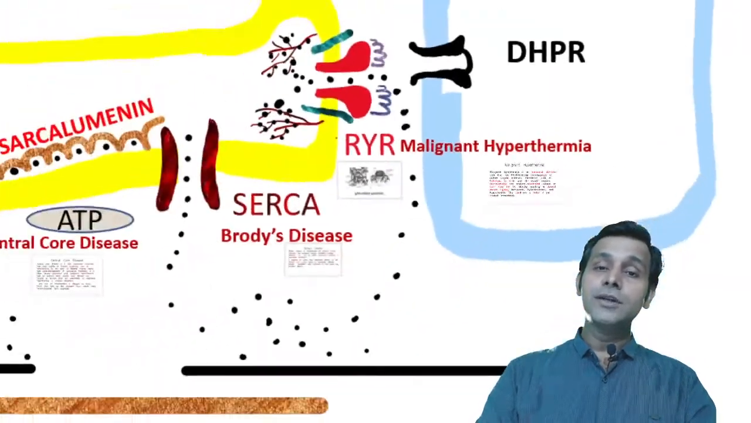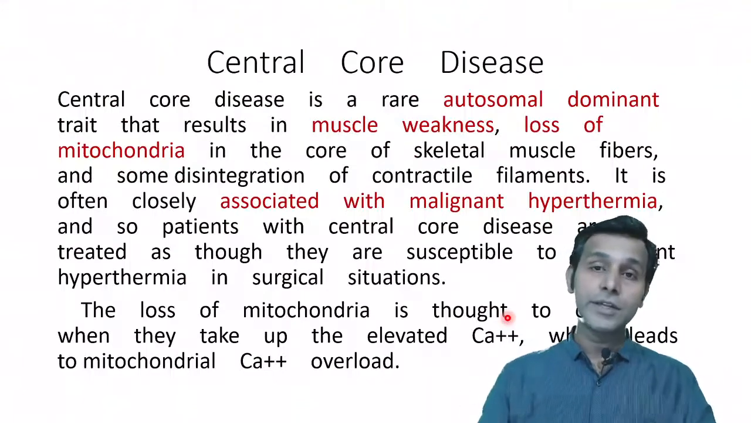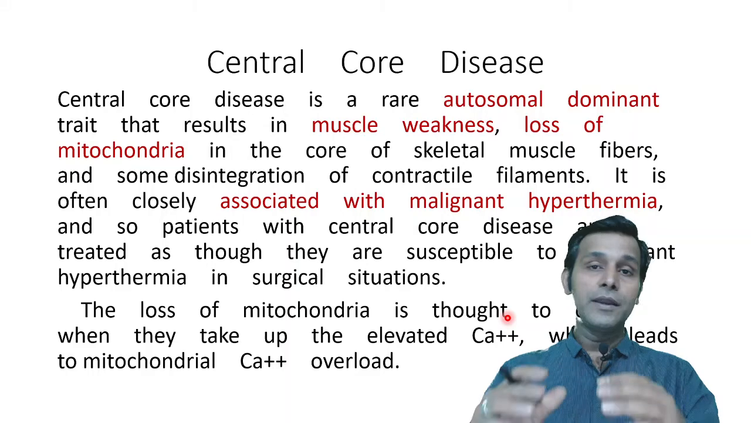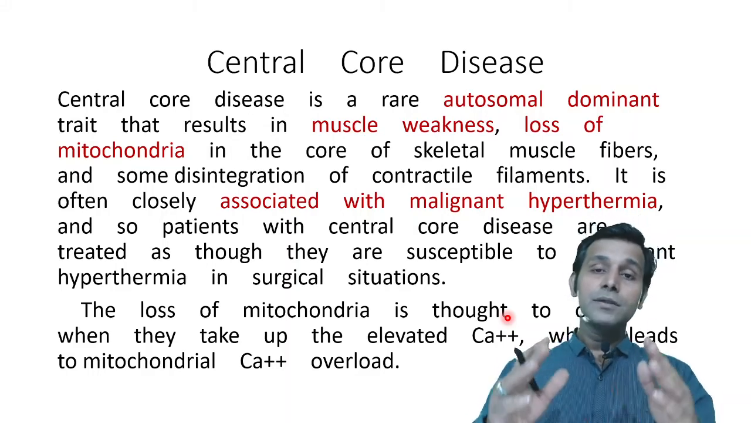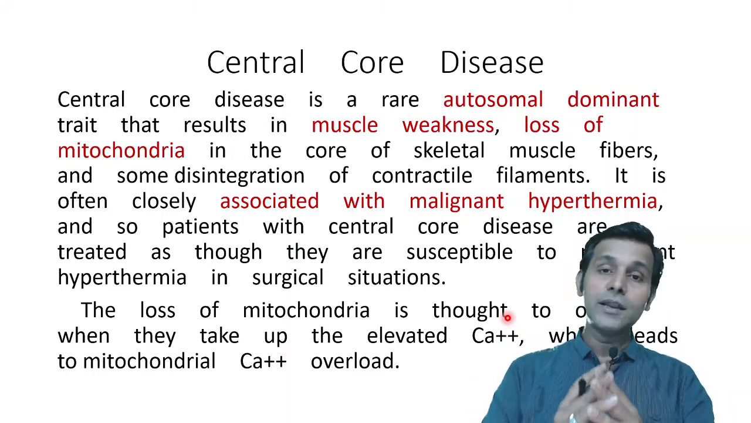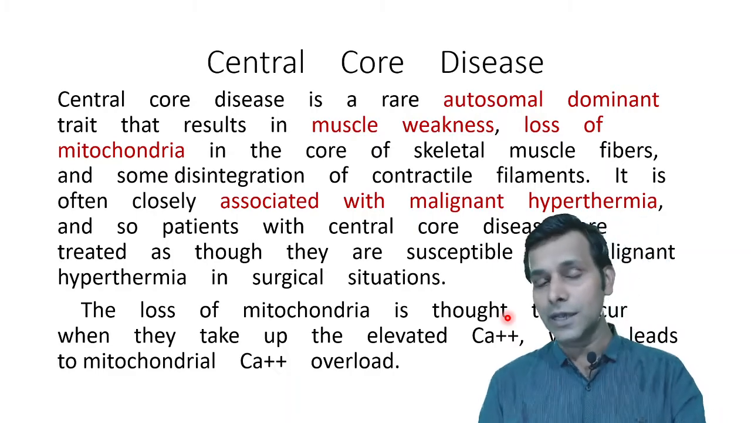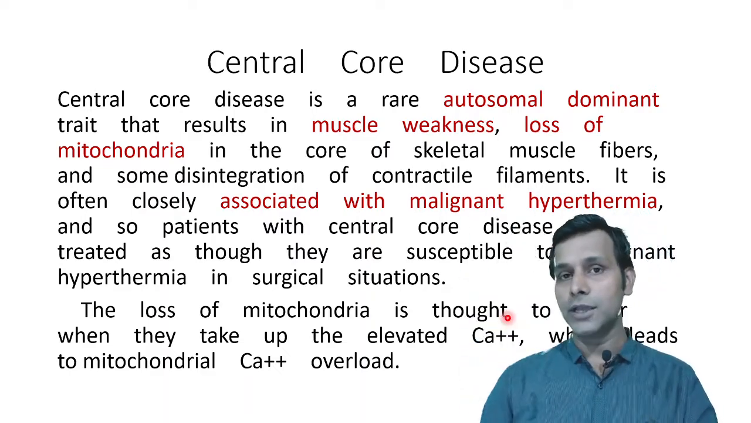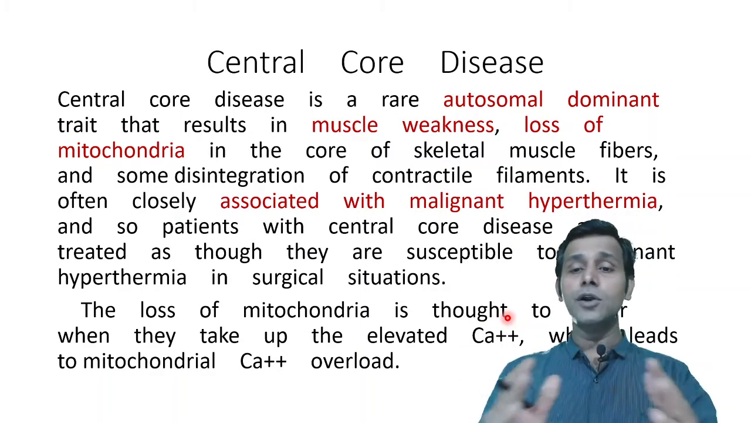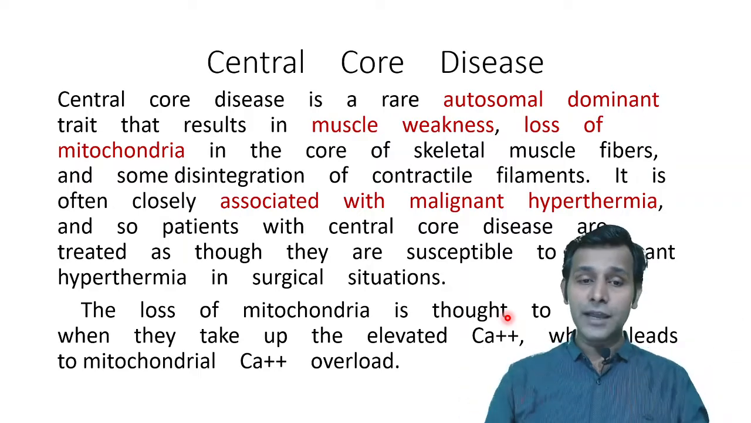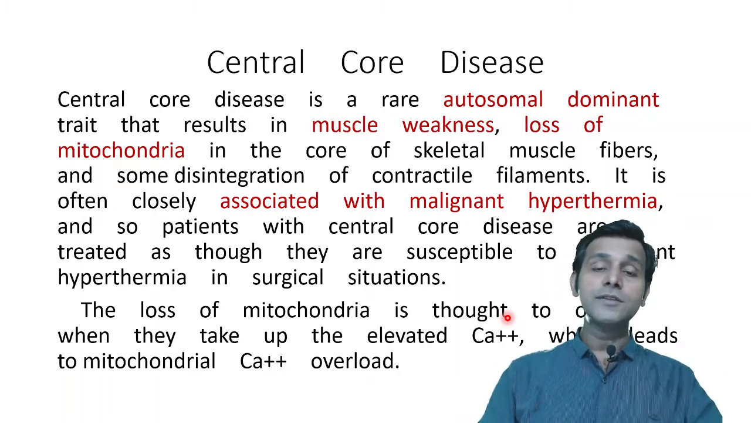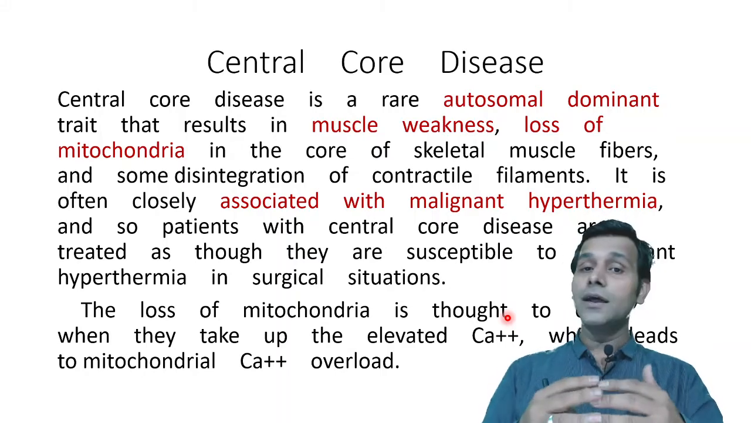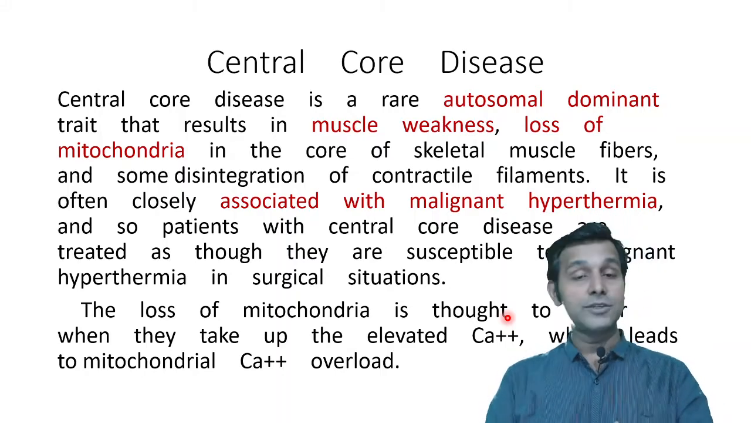Another condition is central core disease. Now, central core disease is associated with the loss of mitochondria. It is again an autosomal dominant type of trait. The mitochondria are fewer, and because there are fewer mitochondria, the ATP available is less. So the SERCA is unable to function properly and put the calcium back into the L tubule. So with some sort of activity, like exercise or muscular activity, excessive calcium accumulates in the myoplasm, and the SERCA is unable to work, which leads to muscle weakness.